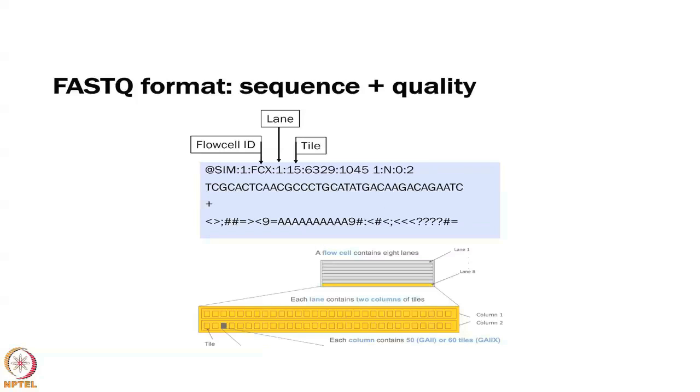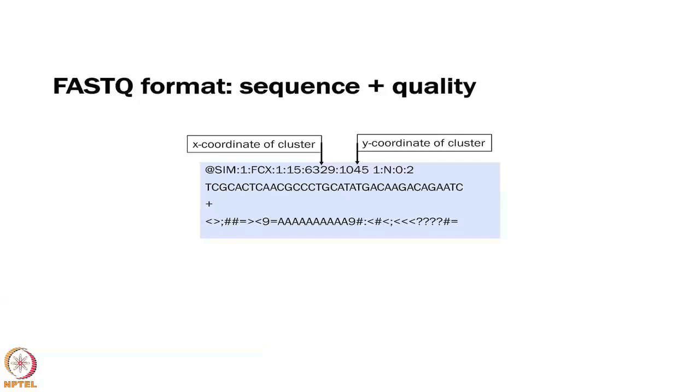So the flow cell ID, the lane, and the tile. You can see here that a flow cell contains 8 lanes, and each lane has 2 columns of tiles. So you really get exactly where this sequence was in terms of the flow cell coordinates. And then you also get an x and a y coordinate of the cluster on the tile.